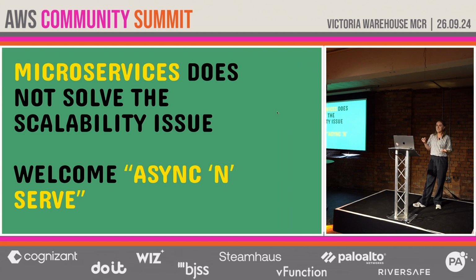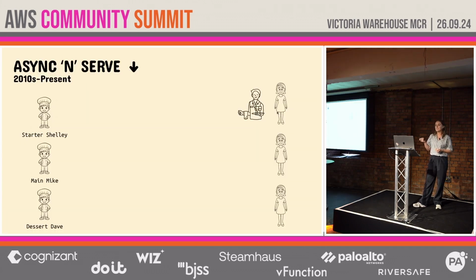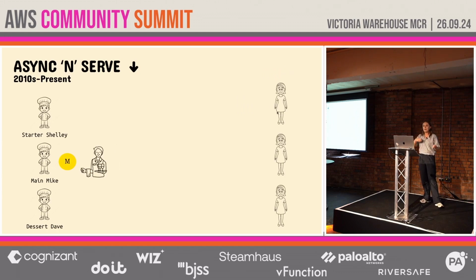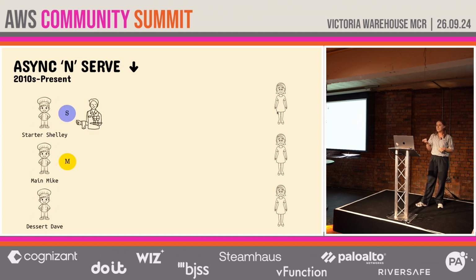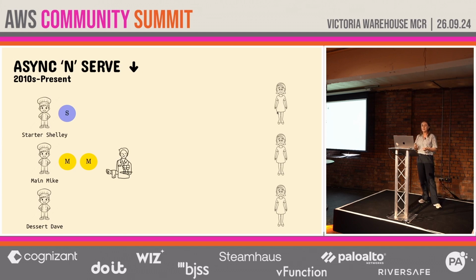So then they rebranded as Async and Serve, and now a waiter can take the order, go to Main Mike and drop the ticket off, which in our case would be events, go back to the customer, and the next customer wants to order a starter and gives it to Starter Shelly, and meanwhile they're all cooking, but the waiter's able to go away and take different orders and drop them off. And so you can see how this is the rise of event-driven architectures and what we see today through the lens of Async and Serve.